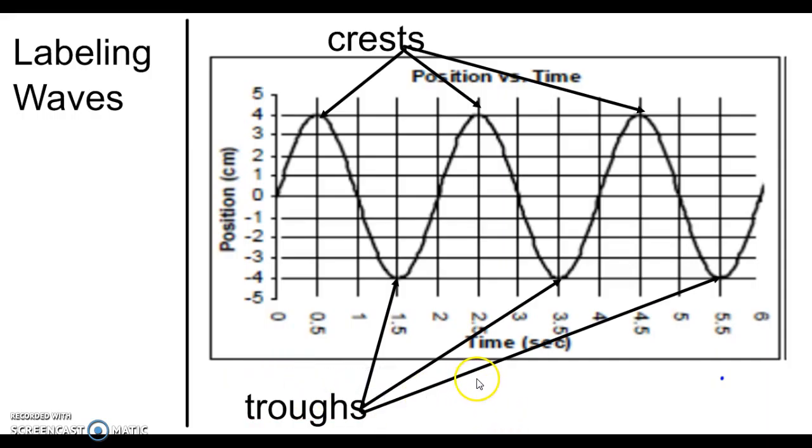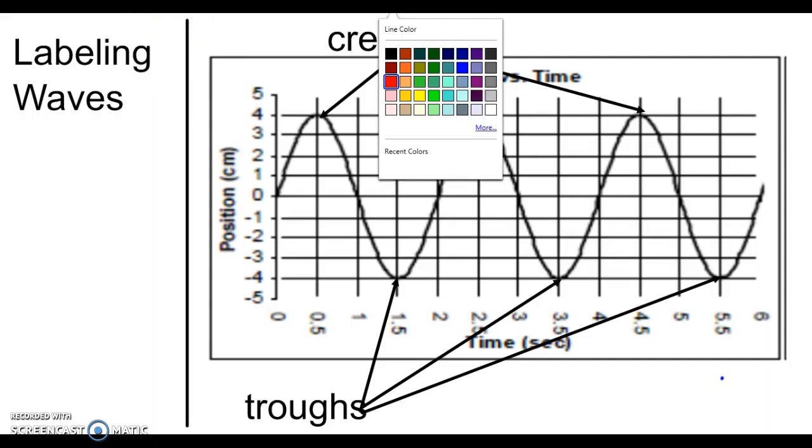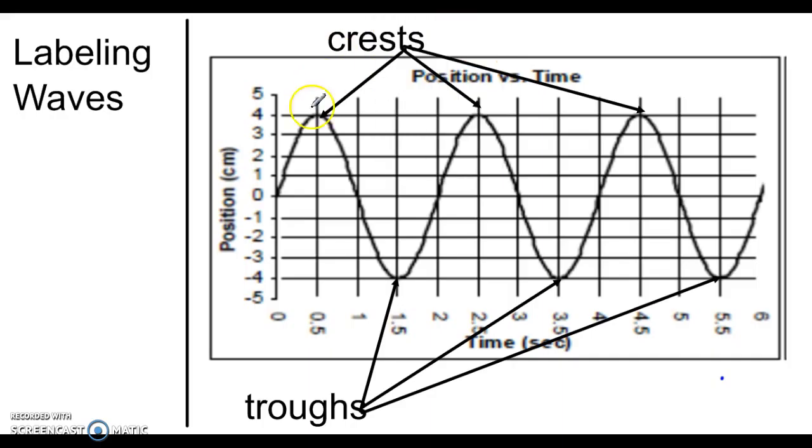The next thing that we need to do is use red to label one cycle on the graph. If you don't have a red pencil or pen or marker, you can just darken it with your pen or pencil. So I'm going to use red here. And a cycle is one complete wave on here before it repeats. So a cycle, remember, is a repetitive type of motion. So we just want to label the wave until it starts to repeat itself.